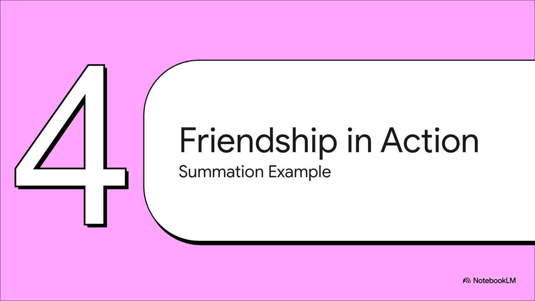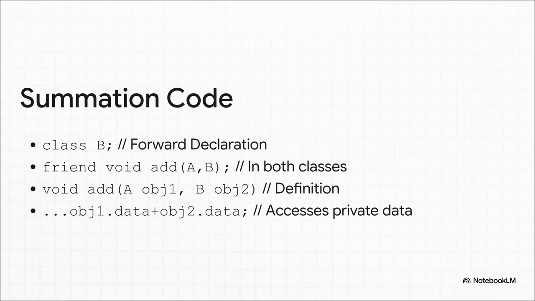All right, enough theory. The best way to really get this is to see it in action. So let's walk through our first example, using a friend function to add up the private data from two completely different objects.